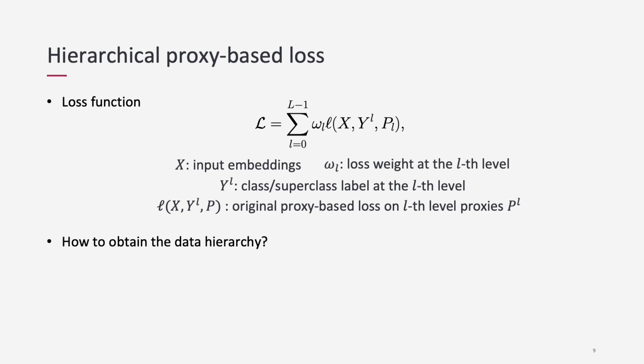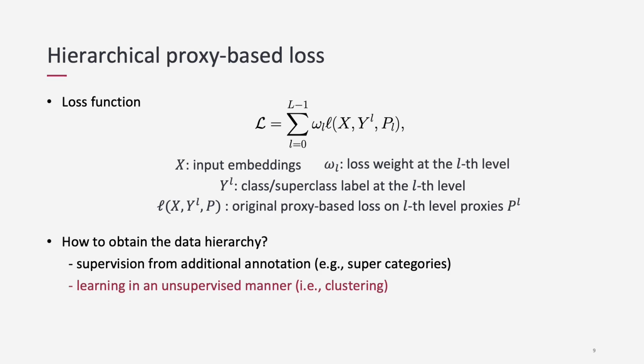Now the problem is, how do we obtain the hierarchy? One simple way is to directly use the ground truth hierarchy if available. However, most datasets do not have those annotations. To address this problem, we propose to learn the hierarchy using online clustering.